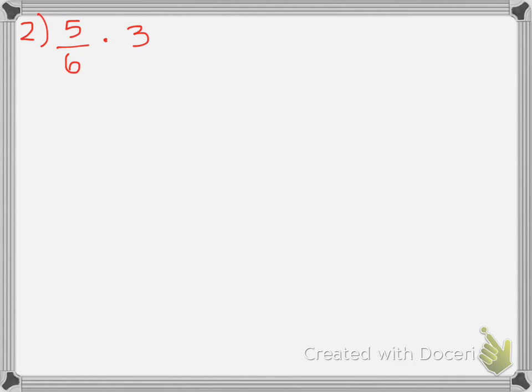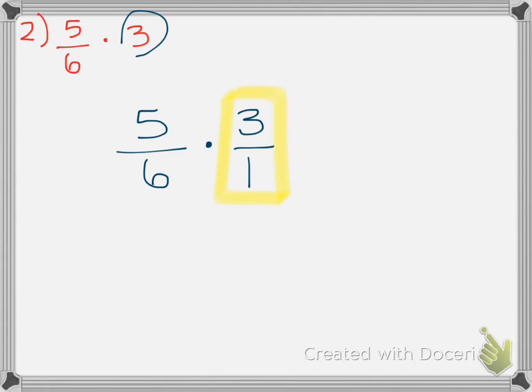All right, so try this one. We have 5/6, and you have a 3 there. The thing you want to do with the 3 is make it into a fraction. To turn any whole number into a fraction, you just need to put it over 1. If you are wondering, does this still equal 3? Well, think of it. You're doing 3 divided by 1, and 3 divided by 1 is 3. So it works.